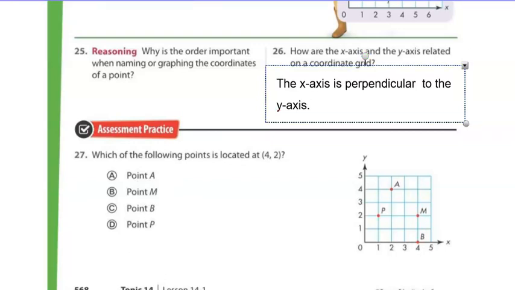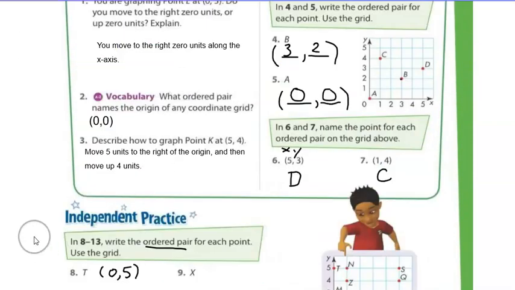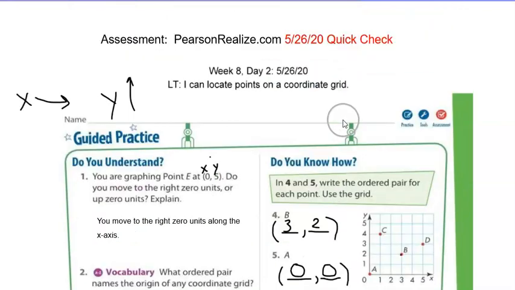So for your assessment piece today, you're going to be going to pearsonrealize.com and completing the 5-26-20 quick check. Please remember, you want to make sure you're doing the independent practice and problem solving before you go to Pearson Realize. This is your assessment piece. This is how you get your participation points for each day. So make sure that you're heading over there and you are working on that assignment.